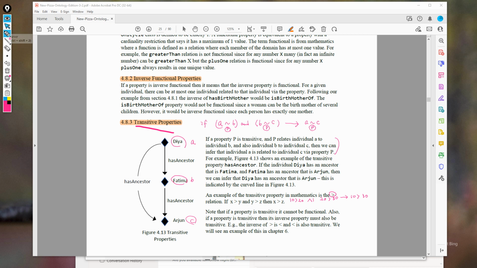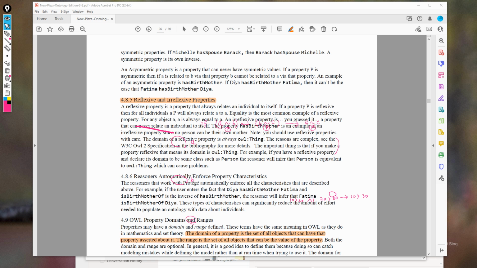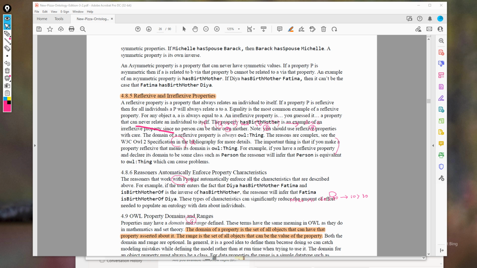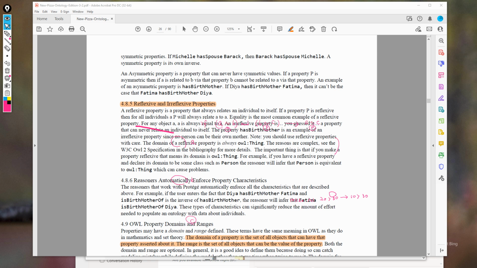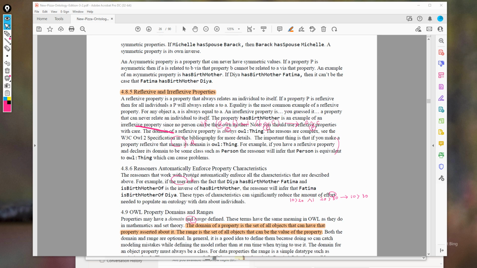I'm going to skip symmetric and asymmetric properties, reflexive and irreflexive, etc. But if you have time, please read through. Although you don't understand 100%, that is fine at this point. But please make sure that you understand the functional properties and transitive properties. For now, those two properties are the most important to understand.